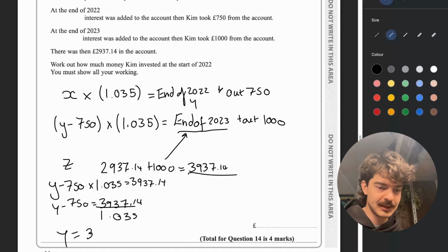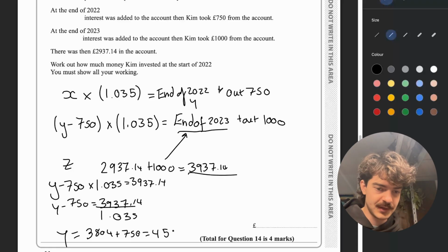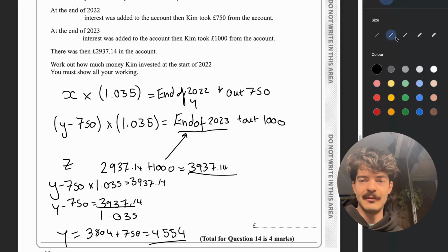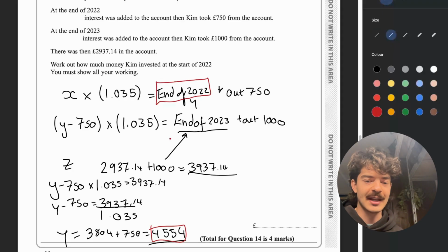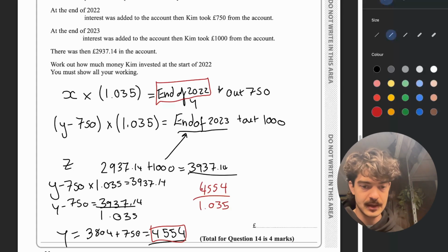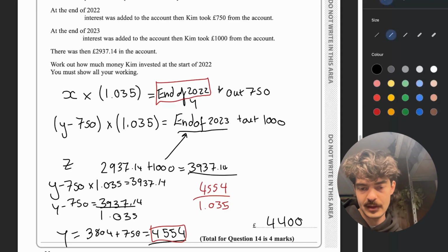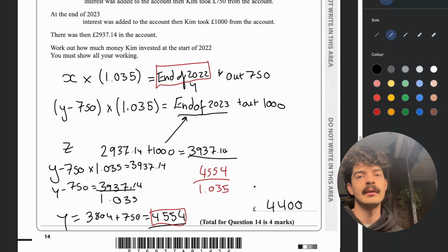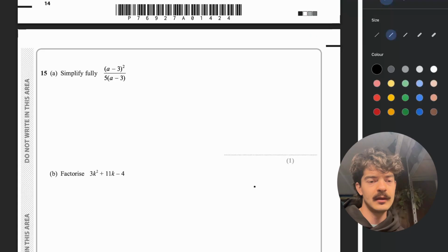So we get 3,804 plus 750 equals 4,554. Cool. And remember that this value of Y is what we stated was going to be here. And then just to get X, all we need to do is take that 4,554 and once again divide it by 1.035 to get back to X. So divided by 1.035. Wonderful. £4,400. That's not easy. There's a lot of stuff going on there. Okay. On to some algebra here.